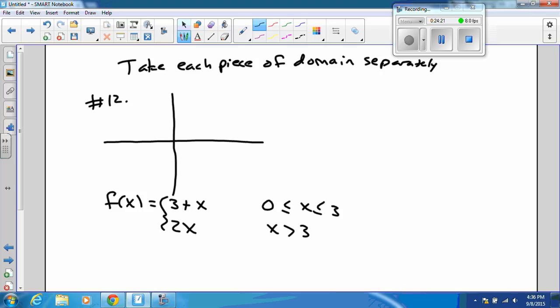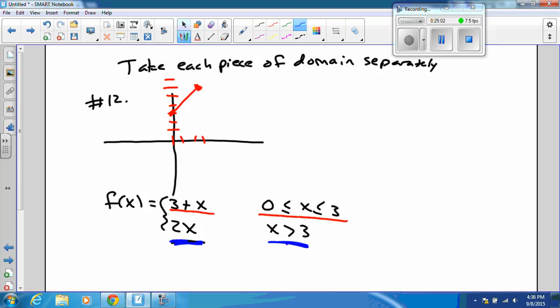So we're going to take the first piece of domain, which is x is between 0 and 3, and we're going to graph the definition of f that corresponds to that piece, which, as you can see, is a linear function with a slope of 1 and an intercept of 3. So we have a slope of 1 and intercept of 3. And so this piece looks just like that.